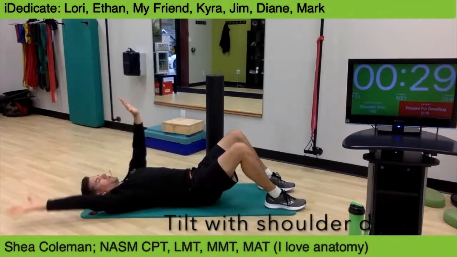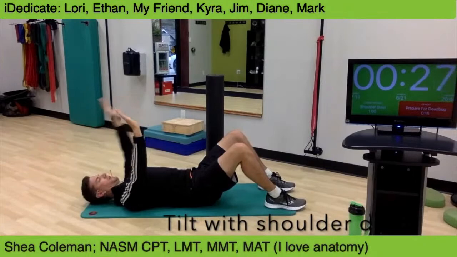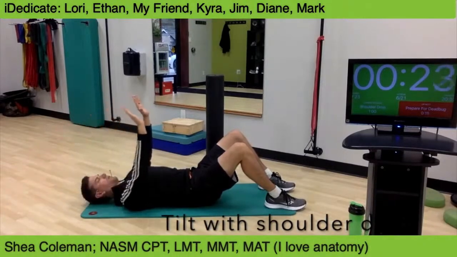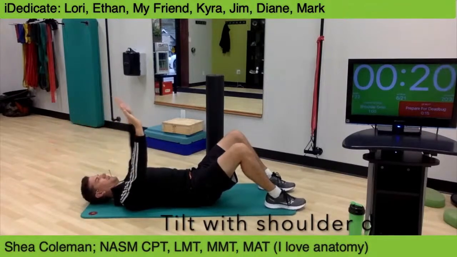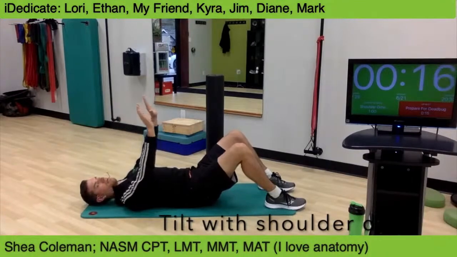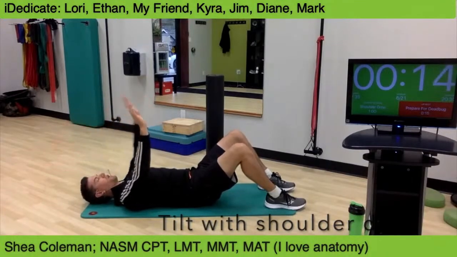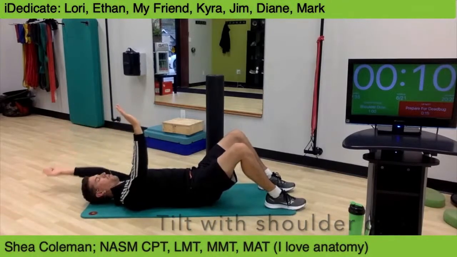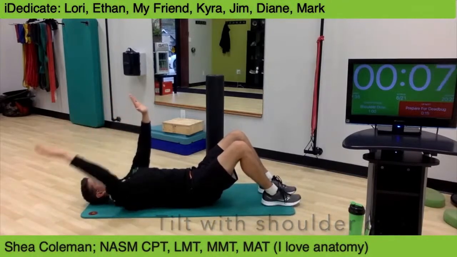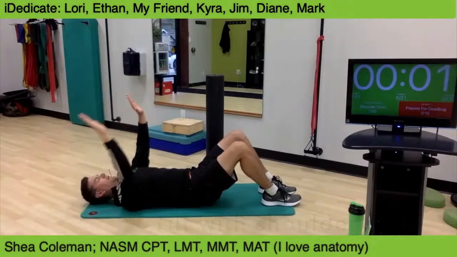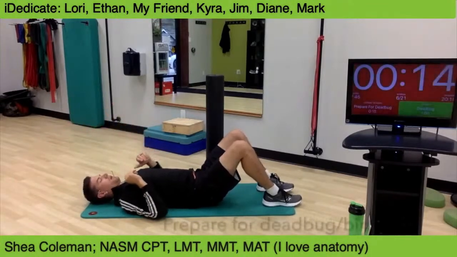That's halfway. Halfway is a great time to recheck that core. Make sure we're not extending our back to try to create more range of motion. Finish through nice and strong. Recompress that core. Shoulders down and back. 3, 2, 1. Prepare for dead bug.